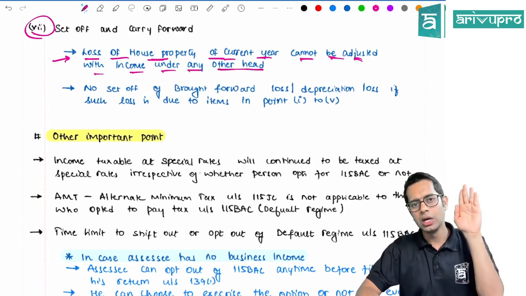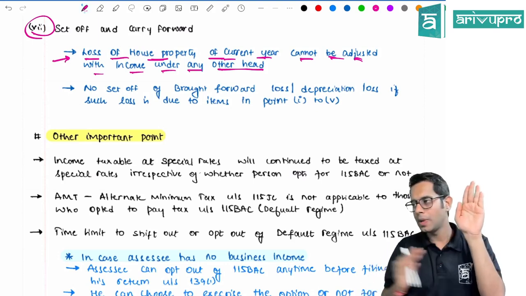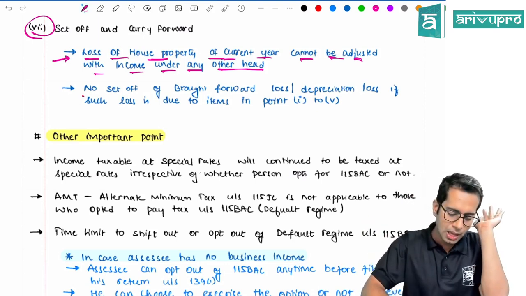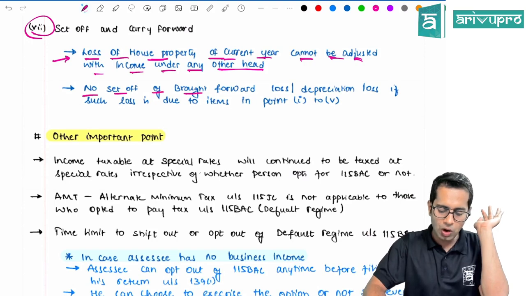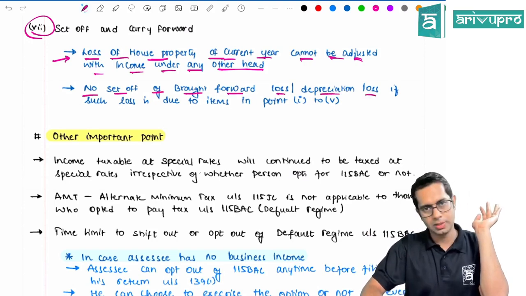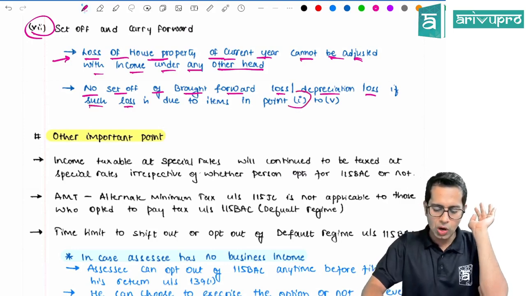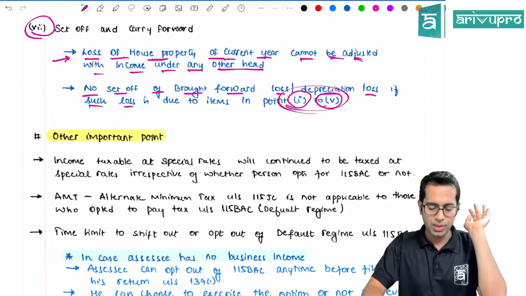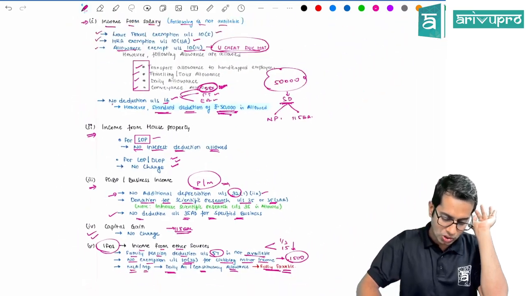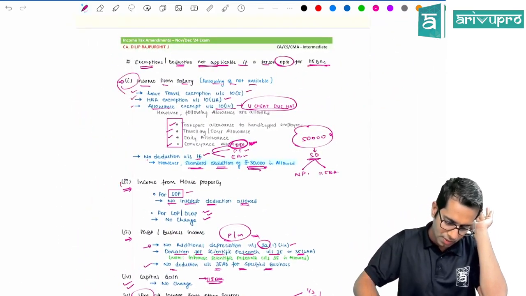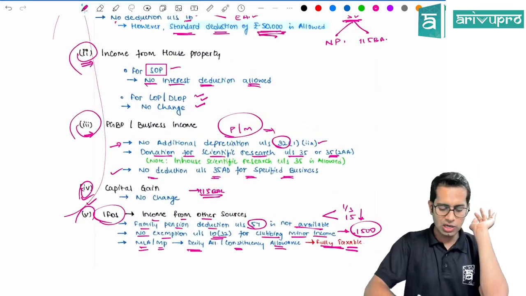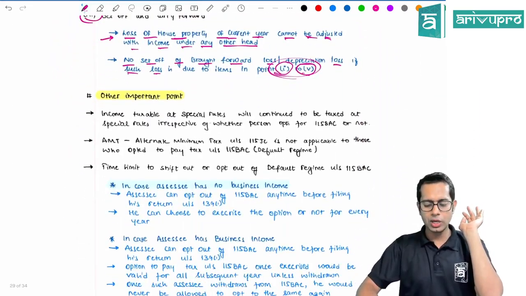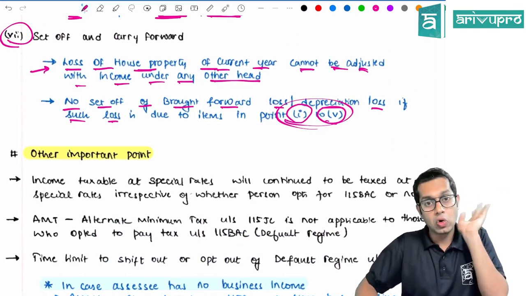Whatever loss you have from the house property in the current year, it cannot be adjusted with income under any other head. No set off of brought forward losses or depreciation loss, if such loss is due to point number 1 or point number 5. So if you have any loss because of these reasons, point number 1, 2, 3, 4, 5, correct? If you have losses because of any of the above reasons, those losses will not be allowed to be set off.